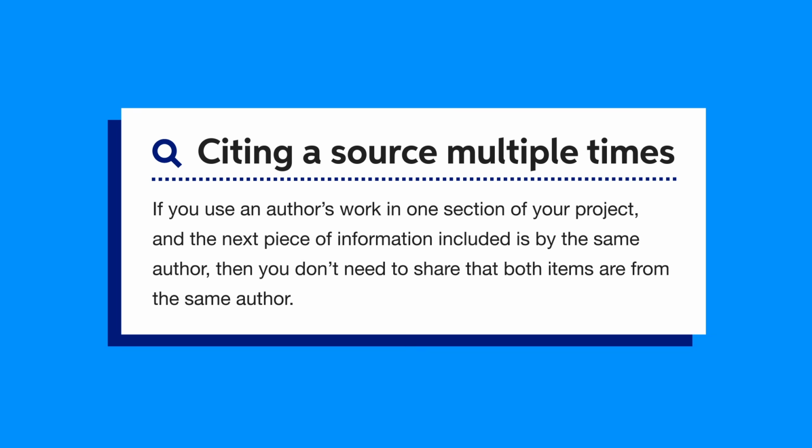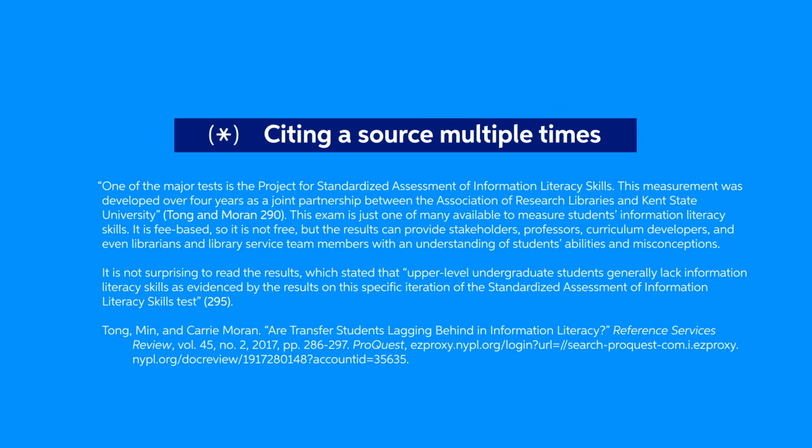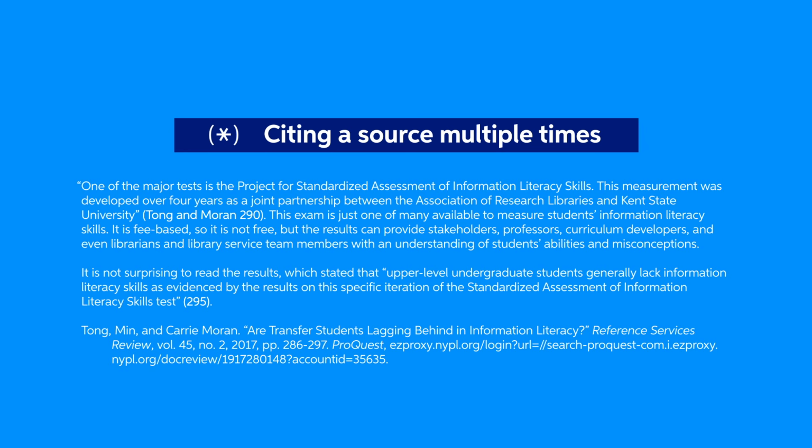If you use an author's work in one section of your project, and the next piece of information included is by the same author, then you don't need to share that both items are from the same author. Instead, you can include the last name of the author in the first use, and in the second usage, only use the page number. Here's an example of how to cite the same source multiple times. The reader can assume that the information in the second quote is from the same article as the first quote. If, in between the two quotes, a different source is included, Tong and Moran's names would need to be added again in the last quote's citation.